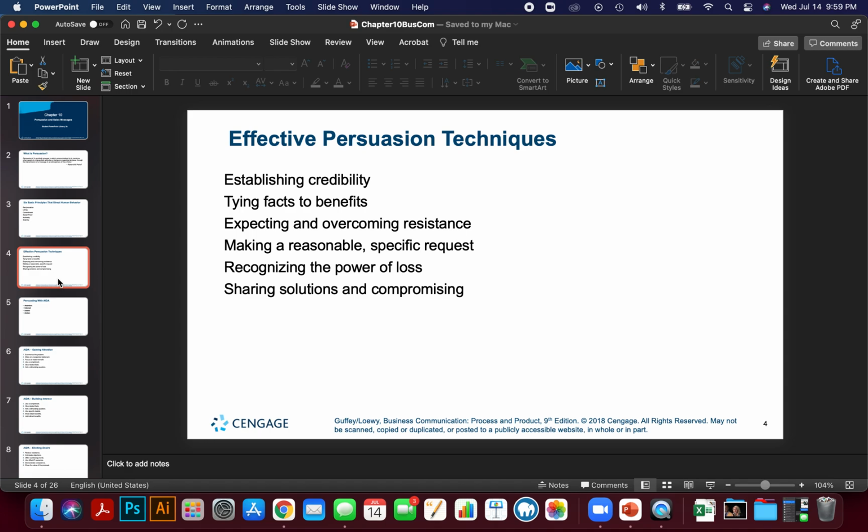A next effective persuasion technique is expecting and overcoming resistance. When we talk about sales, when we talk about any good salesperson, they practice objections, right? And how to overcome those objections. If you've ever worked with a used car salesman or a car salesman, they're very good at overcoming resistance. I can't afford this car. Well, we can finance it at only $20 per $1,000 a month.